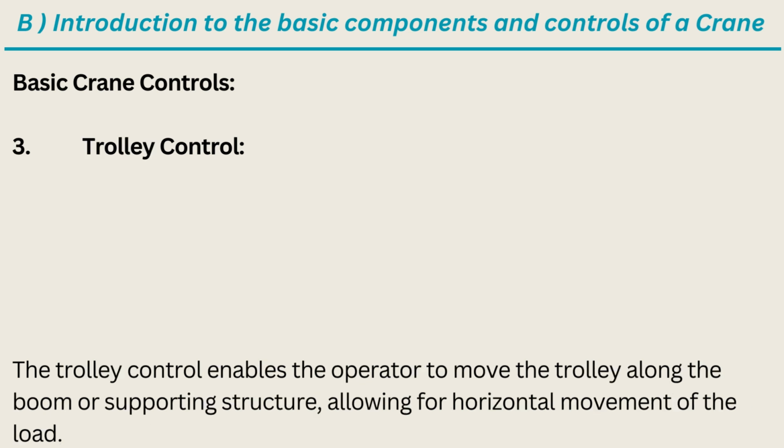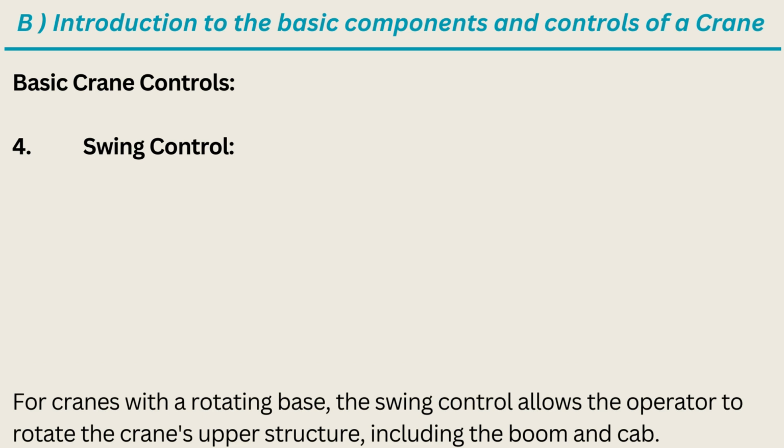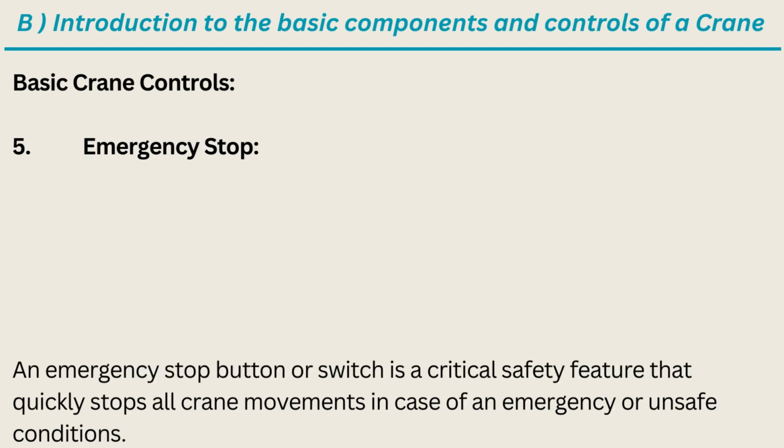3. Trolley control. The trolley control enables the operator to move the trolley along the boom or supporting structure, allowing for horizontal movement of the load. 4. Swing control. For cranes with a rotating base, the swing control allows the operator to rotate the crane's upper structure, including the boom and cab. 5. Emergency stop. An emergency stop button or switch is a critical safety feature that quickly stops all crane movements in case of an emergency or unsafe conditions.